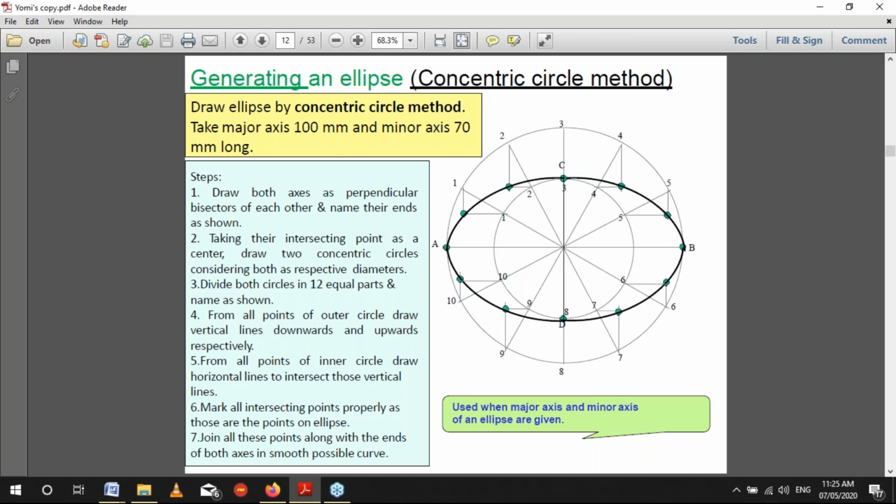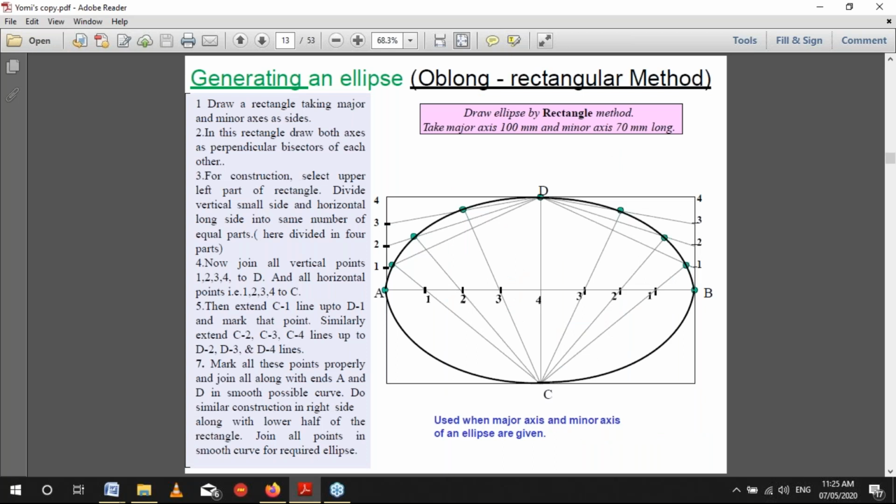Now for the rectangular method, all we do is draw a rectangle taking the major and minor axes as the sides, just what you are seeing now. Then in the rectangle, draw both axes as perpendicular bisectors of each other. Then step 3, for construction, select the upper left part of the rectangle.